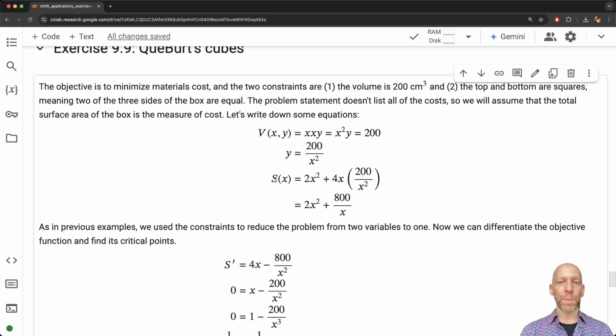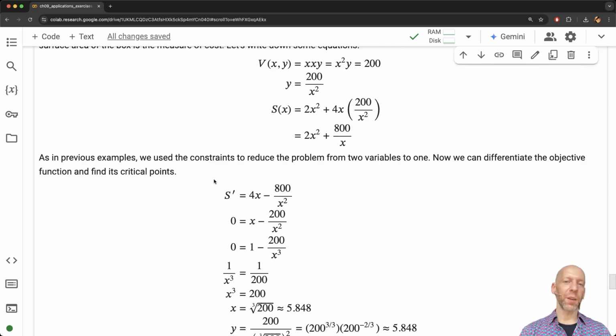sides of this box. So 2 times x squared, and that comes from the fact that the top and the bottom are squares, so their surface area is x squared, and there are 2, right? So the top and the bottom, so that's 2x squared. And then we have the 4 sides around the box, and the surface area of each side is x times y, and this is y defined in terms of x, and then 4 because there's 4 sides going around the box. So this is our formula for the surface area of the box.